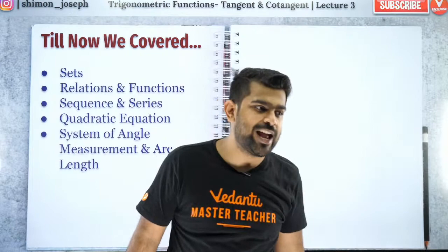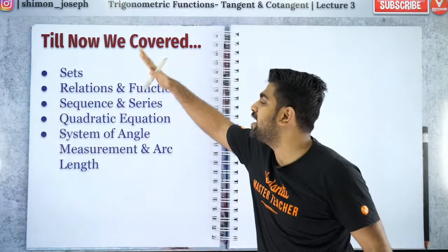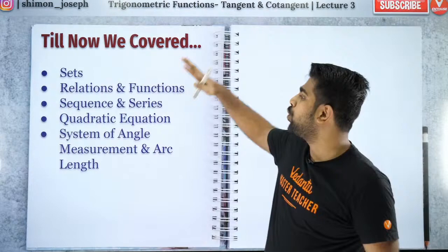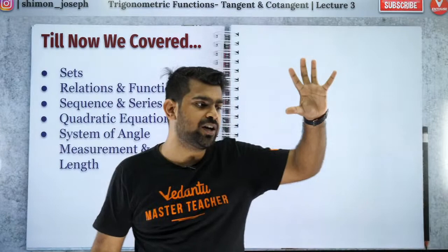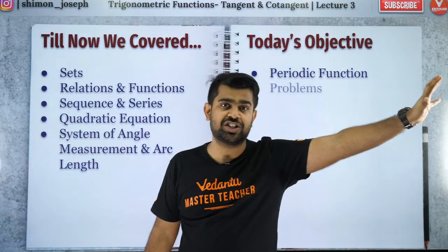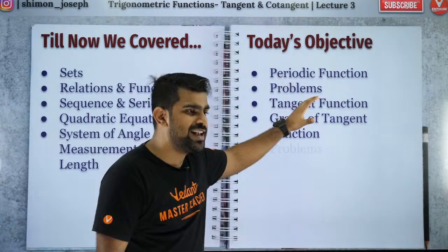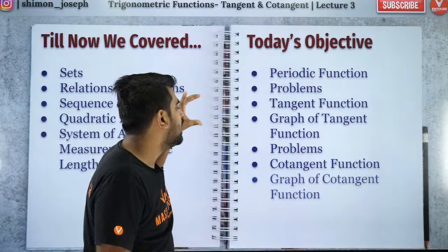So people, this is what we have done so far for the 11th standard ninjas. All of it has been covered. Now we are in the fifth chapter, which is trigonometry. And today's objective is, what is a periodic function? I'm going to teach you that. Isn't that amazing? Then I will teach you problems based on it. Then I will go to tangent, cotangent, graph of tangent, graph of cotangent. All of it we are going to cover.